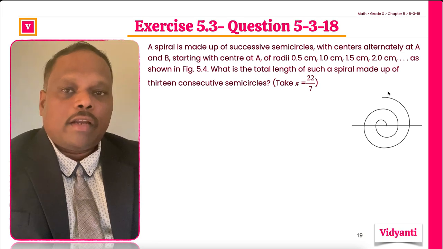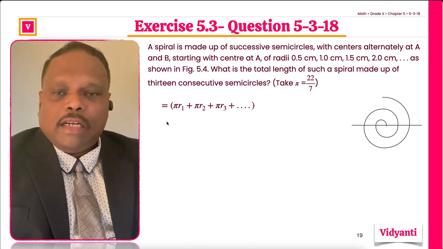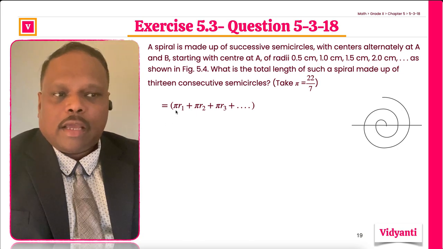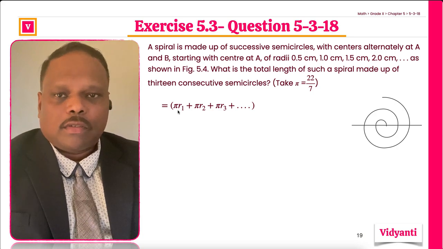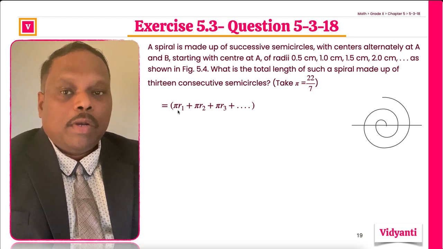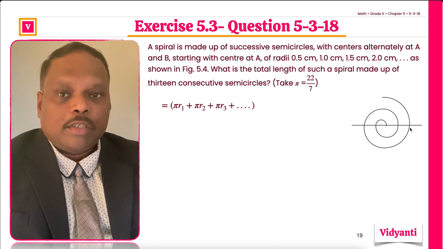This is a question of arithmetic progression. Let's see how. The complete length can be written as pi r1. Now, a couple of things. Number one, the complete circumference of a full circle is 2 pi r. And here we are talking about a semicircle, so that will be just pi r.